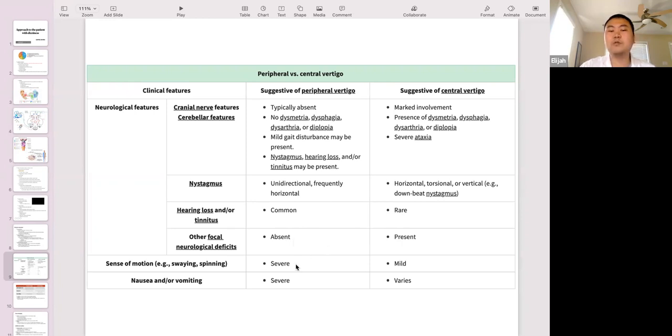And for the sensation of motion, peripheral vertigo is very severe, but central vertigo is mild, because it's not only the vestibular nucleus that gives us the sensation. And the nausea and vomiting could be very severe in peripheral vertigo.